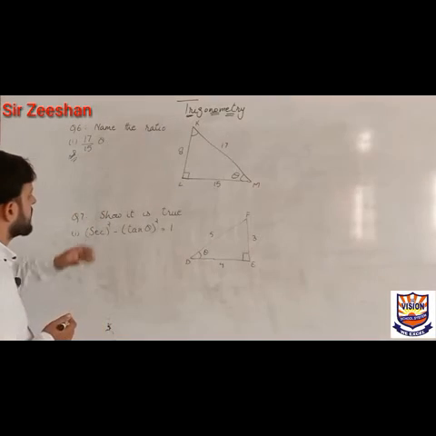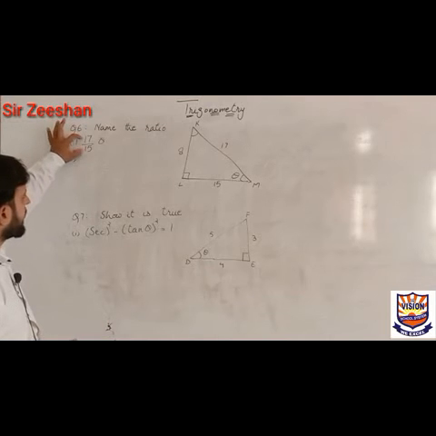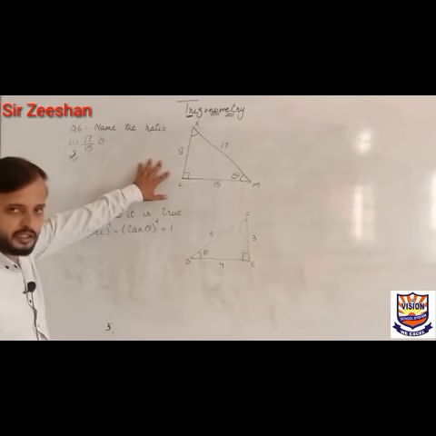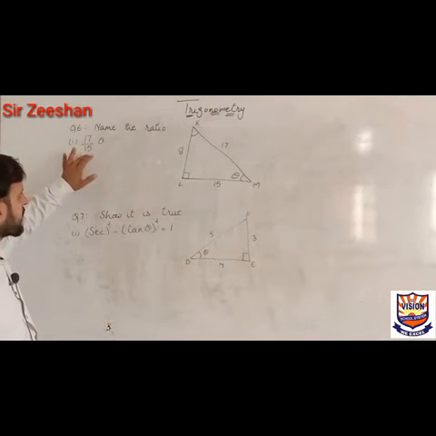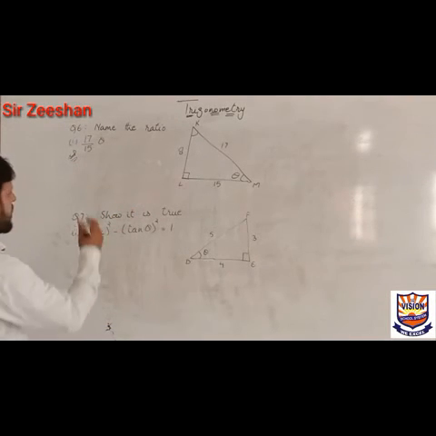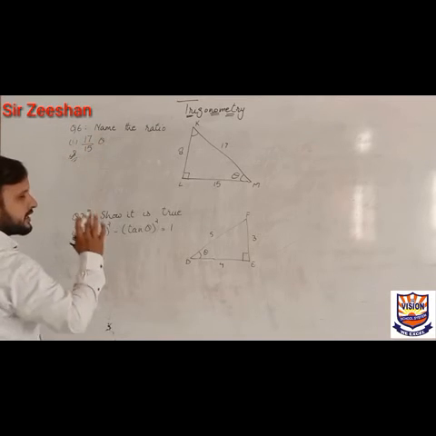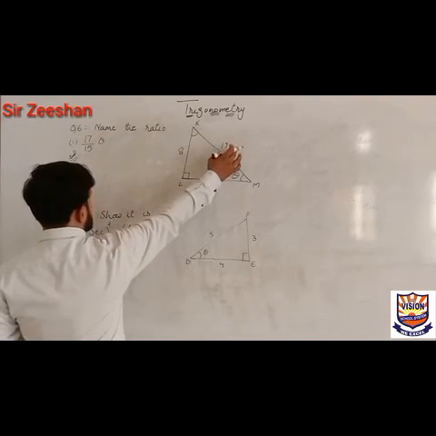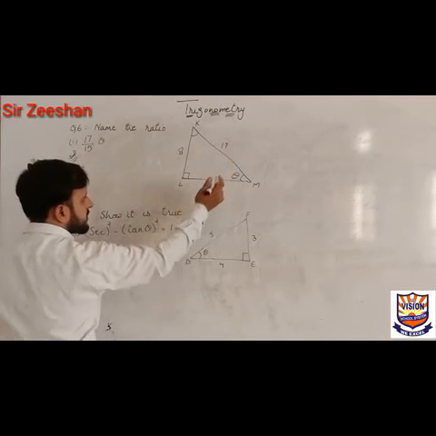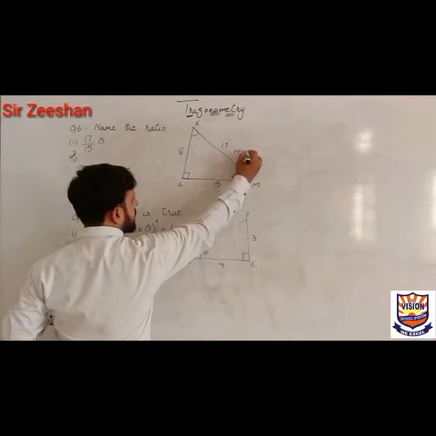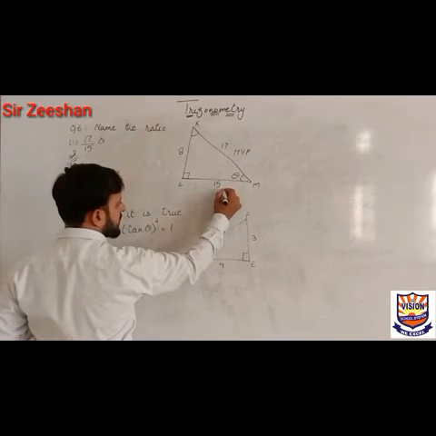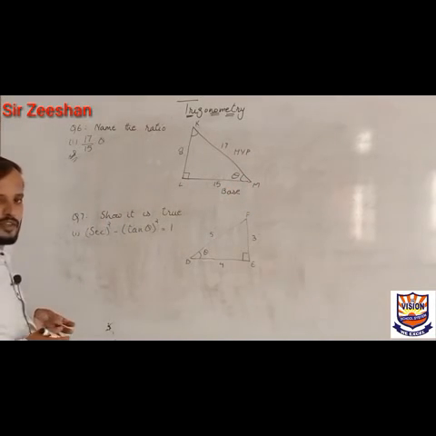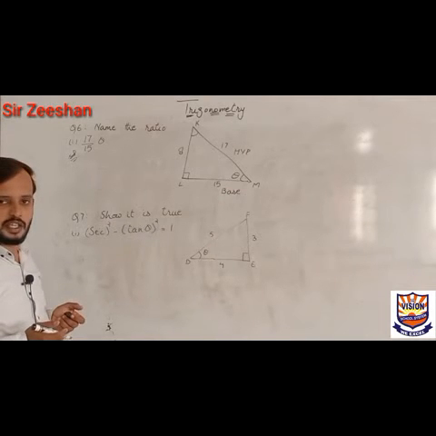Question number 6 is saying that after matching the values from this triangle, tell the name of the ratio here. So this is 17 upon 15 theta. According to theta, this is 15 and this is 17. This is hypotenuse, and according to theta, this is base. So which formula is there which has base and hypotenuse?